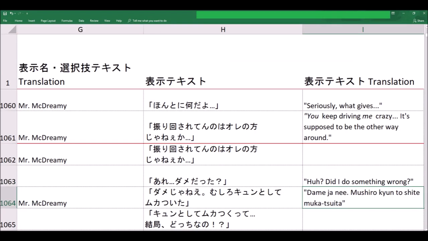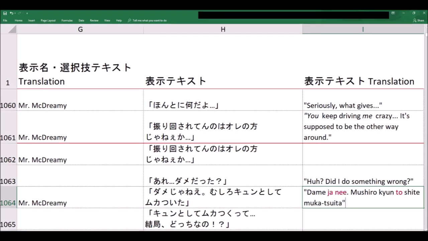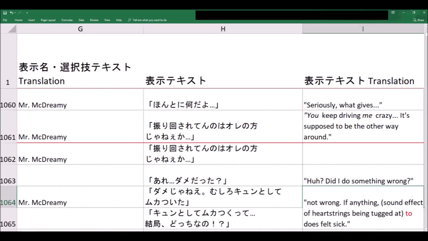Mr. McDreamy responds with, "dame ja ne, mushiro kyun to shite mukatsuita." Let's turn those particles jane and to red. And now let's translate the individual words. Jane, if you remember from earlier, means slangy "it's not the case that," and dame means "wrong." So dame jane is a slangy masculine way of saying "not wrong." Mushiro means "if anything." Kyun is a sound effect for heartstrings being tugged at, and mukatsuita is slang for "made to feel sick."